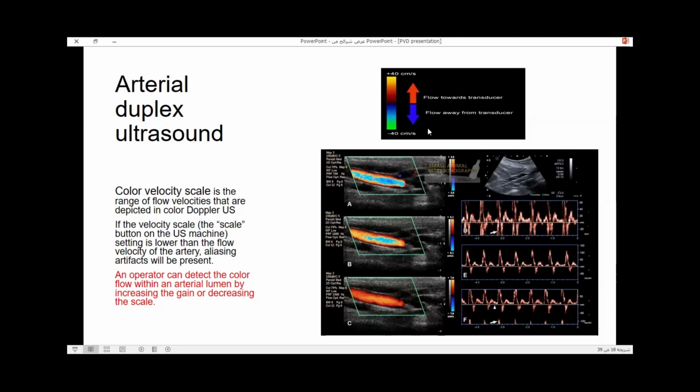But if it is a normal vessel, for example, we will have a lot of artifact around the vessel itself. So we have to adapt those parameters to get better images without any artifact. So this is the best image after we manipulate and change the gain and also the scale. Mostly decreasing the scale and increasing the gain is the way to reach the best image.